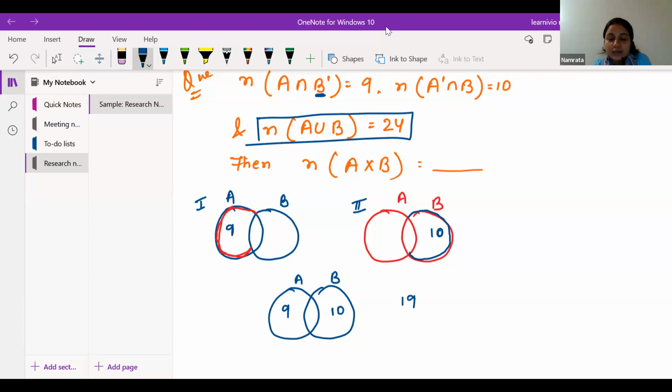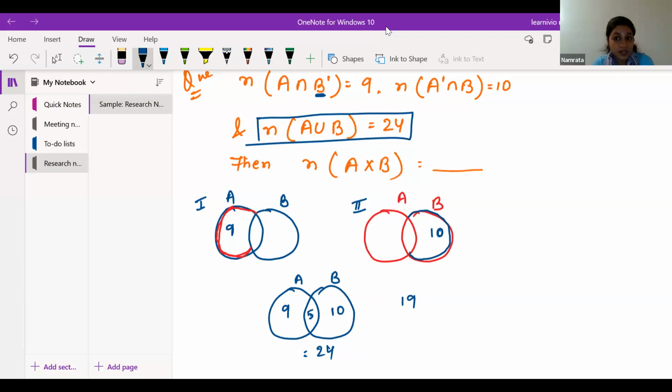Are you getting it? Yes, ma'am. So can we see 5 is the common element? Now you can see A union B, that means everything is 24. Okay.